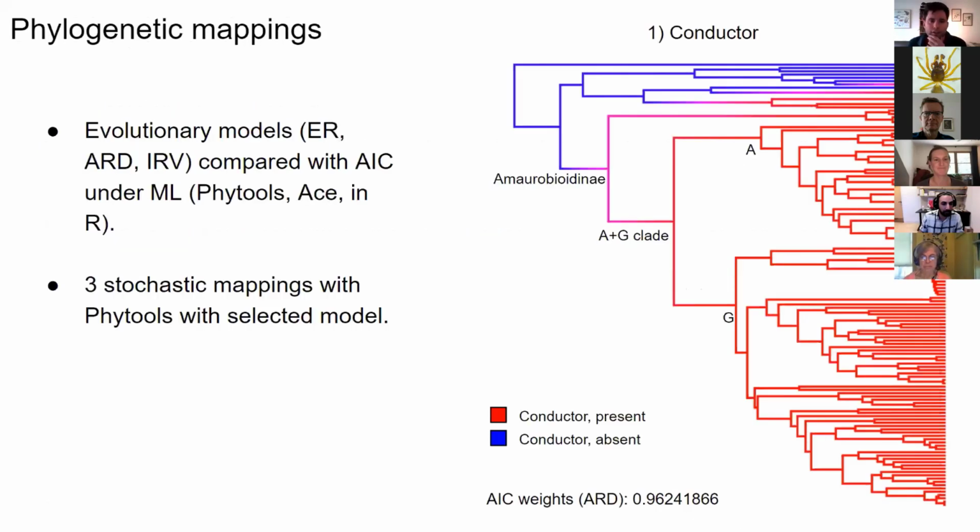And as for the phylogenetic mappings, first we compared evolutionary models with the Akaike information criterion and their maximum likelihood. In order to test our hypothesis, we conducted 3 stochastic mappings. In the first mapping, we coded the conductor as present or absent. And here we can see that the conductor is present in the whole Amaurobioidinae. It's a family, okay? And we can trace its origin back to the A+G clade, which is the base of Amaurobioidinae and Gayenniinae. So we can say that it's a fairly ancient acquisition of the subfamily.